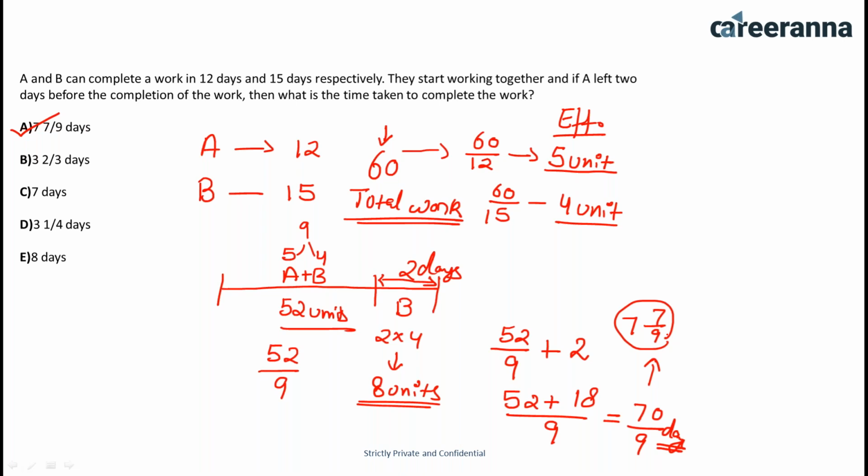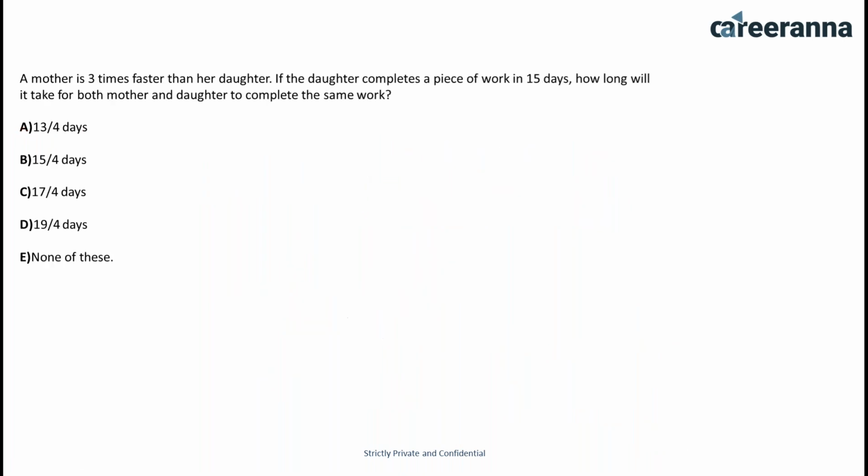But this approach is limited to some particular types of questions, because only if the data is given in this manner are you able to solve this type of question. Sometimes in time and work questions, the data is given to you directly, so you just have to solve in equation form and you will get the answer. Okay, so let's see our next question.